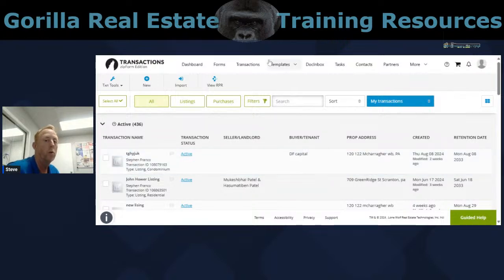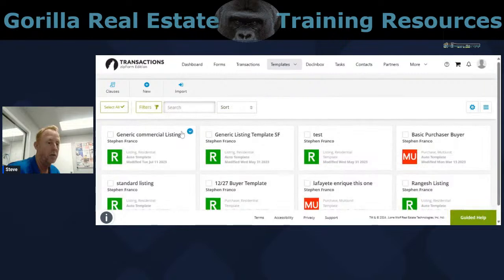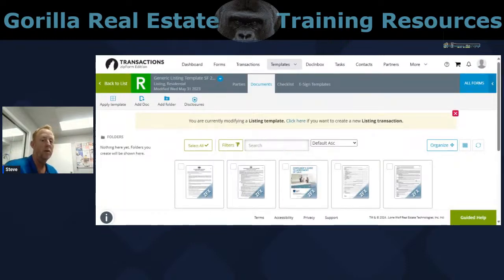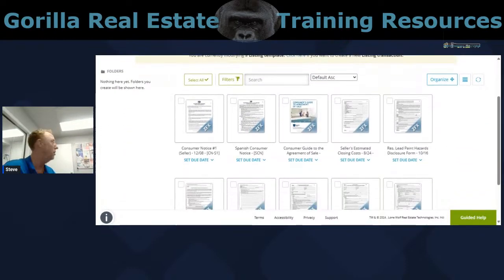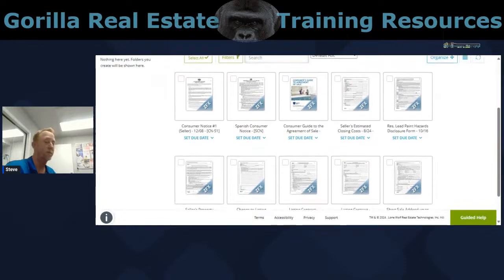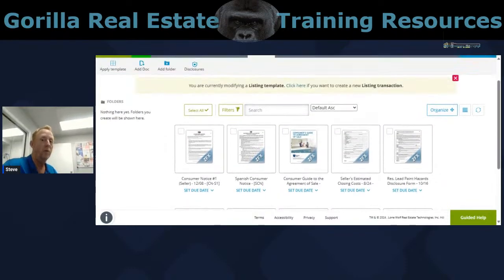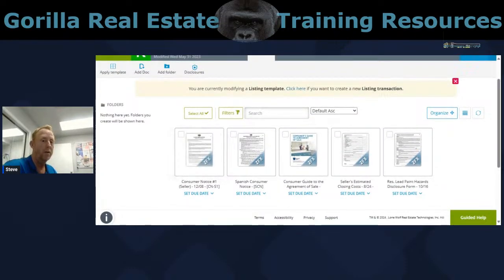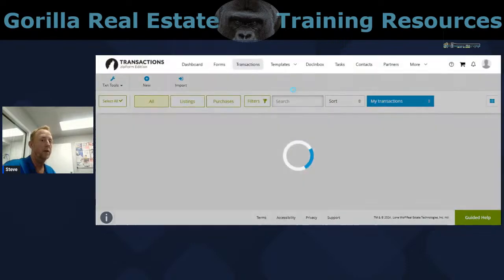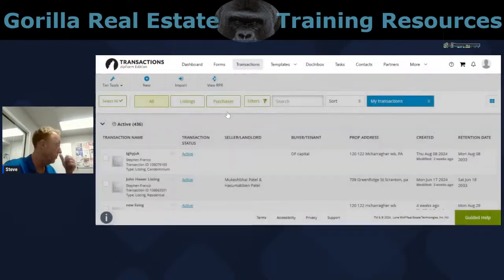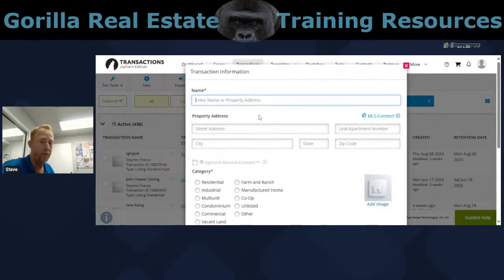So you will set up templates, forms and checklists, and you will create one as you have projects come in. You'll create one for commercial, listing template, whatever. And what the templates are is they're the standard pack of what you will probably need in terms of documents. Right. And then what you'll do is you'll say, you're currently modifying a listing template. Click here if you want to create a new listing transaction. And it'll walk you through creating a listing transaction name for the client, so on and so forth.